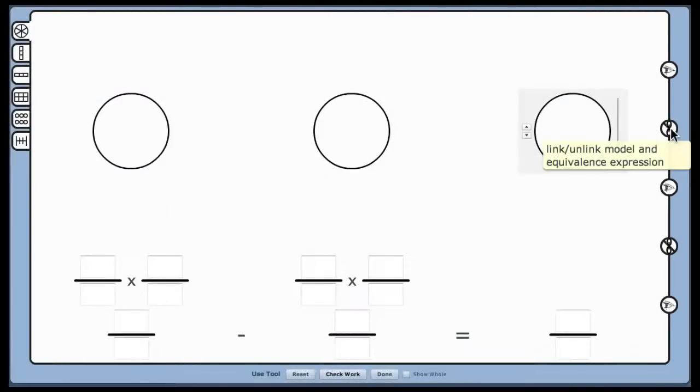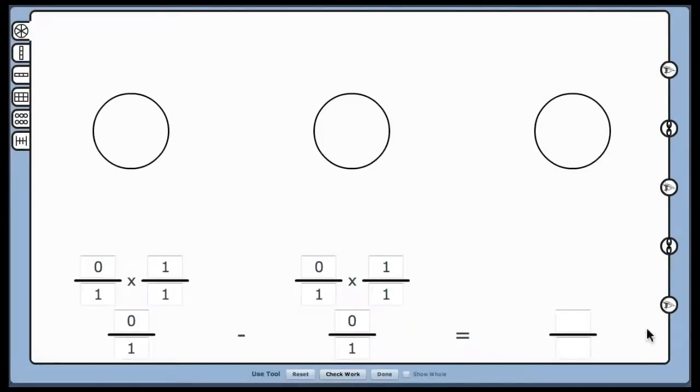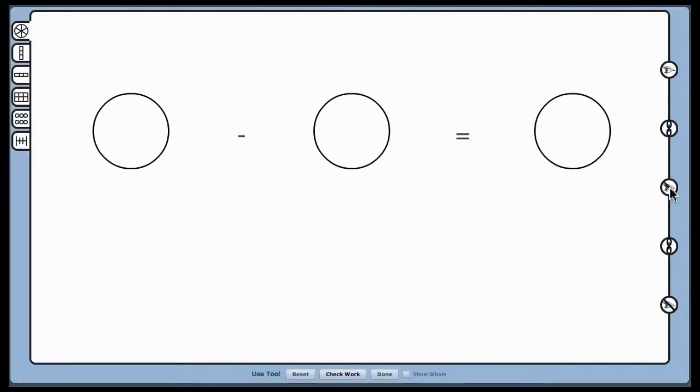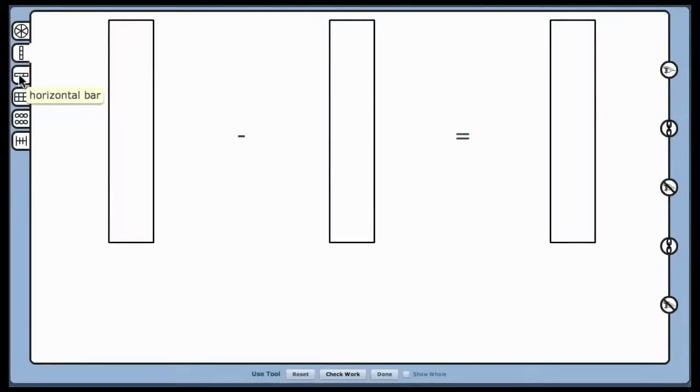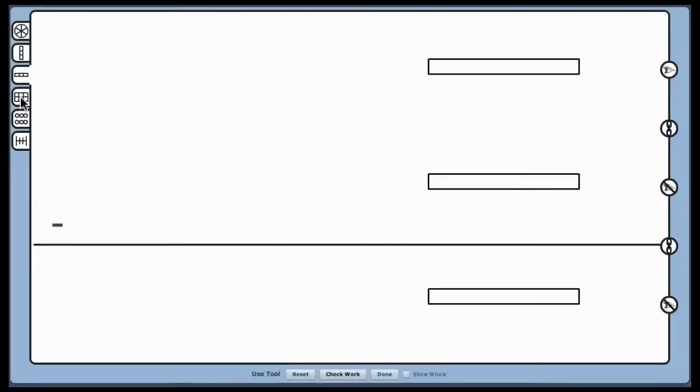Let's begin using this mat by working with the models only. Clicking on the linking buttons links the equation to the models. After linking both levels, let's hide the equations so just the models are showing. Clicking on the tabs changes the model.